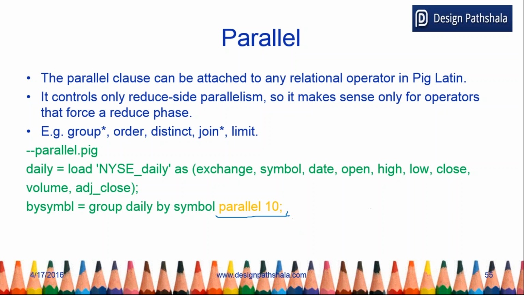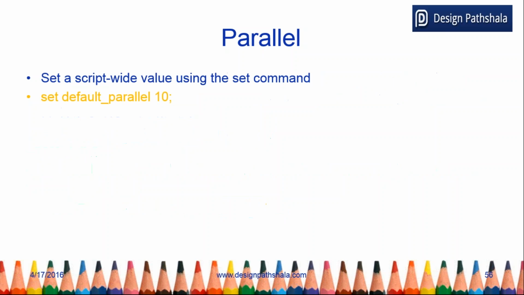And that can be applied on only those operators which are applicable on the reducer side. So order, distinct, join, these are operators which will be doing their total work or some part of it on the reducer side. Group and join will do some part on the reducer side. Order, distinct, limit will practically run on the reducer side only. So for these kinds of operators, you can define parallelism. Or at the top of the file, you can define set parallel to 10. So this will be applicable on all the operators which are running on the reducer side as parallelism 10.